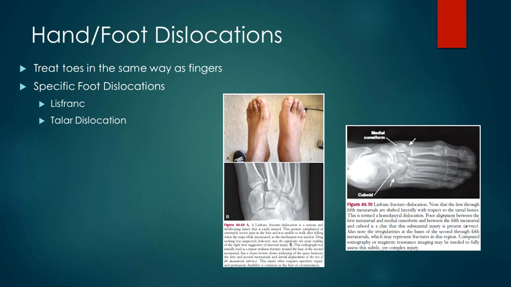Taylor dislocations, extremely rare. Talus is essentially extruded from its normal position and comes to lie anteriorly. This injury is generally open and not amenable to closed reduction and almost always progresses to avascular necrosis. A talectomy and arthrodesis are often required, and orthopedic referral should be undertaken on an emergent basis if vascular compromise of the foot is present.